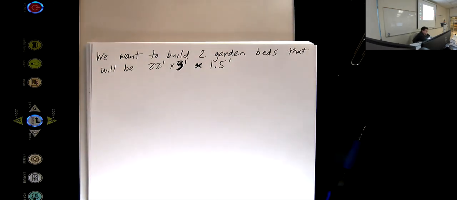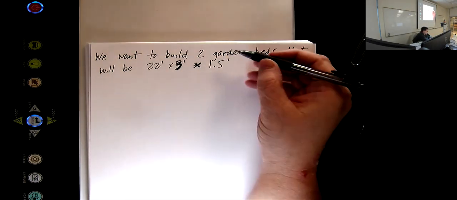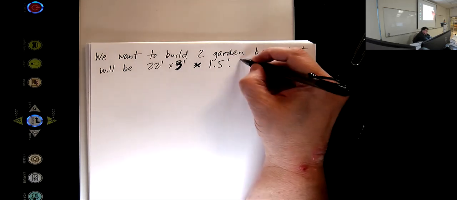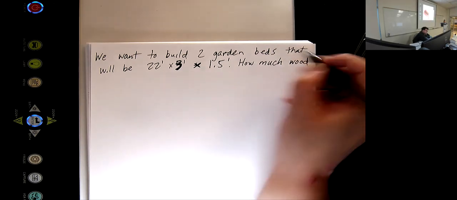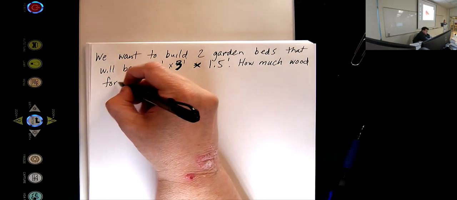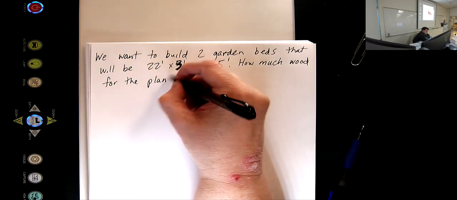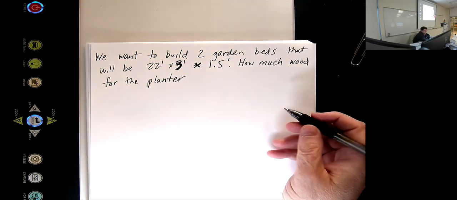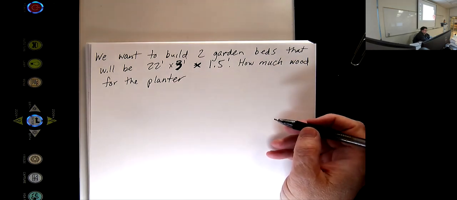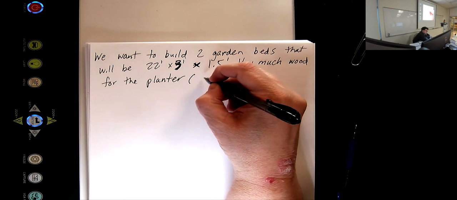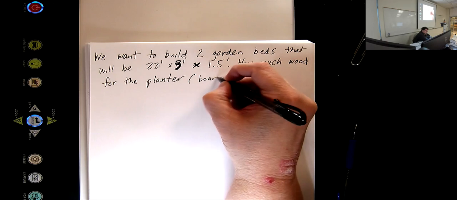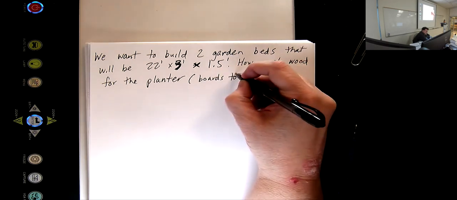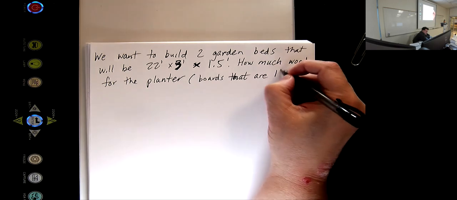It's an above ground planter. We want 2 of them. And we want to know how much wood we need for the border of the planter. Just in the area, square feet wise. Maybe start out with boards that are 1.5 feet wide. That way you're just calculating the perimeter first.